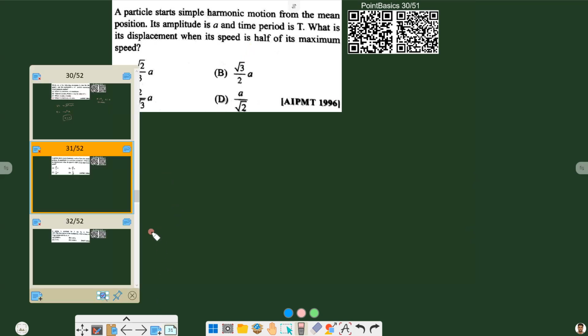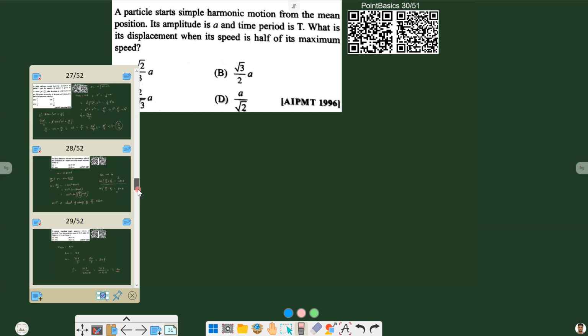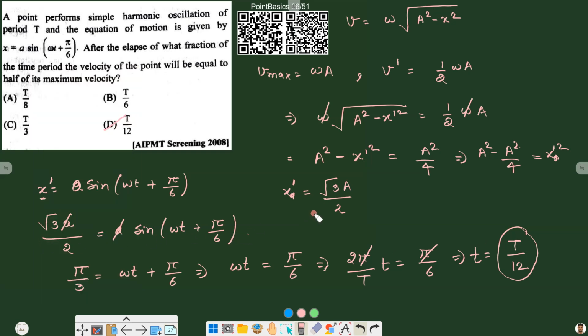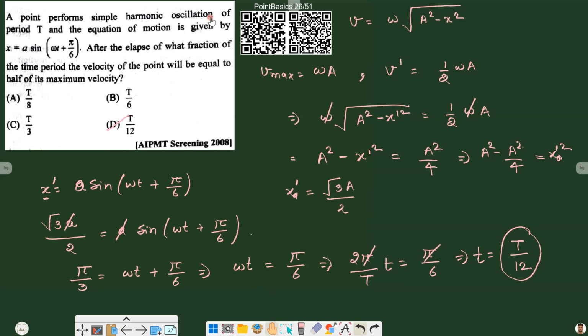Let me show that question. Here it is, I think. Yes, so here it is, this question. When we found out the displacement, here it is a statement that a point performing SHM has its equation given by this, and after what elapse of time period is velocity half of the maximum. So here only the equation changes, but we will not be using this equation to find the condition when velocity is half of the maximum. Maximum velocity is given by this.